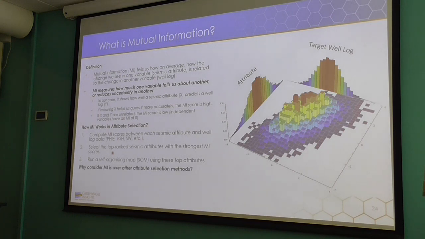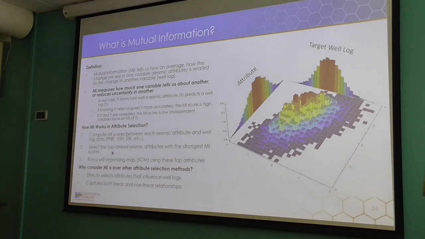Why do you want to consider this over other attribute selection methods? What's great about this is it uses all of the data that the geologist has. If you're only looking at your seismic attributes, you're leaving a whole side of data that we should be leveraging, right? So it selects attributes that influence well logs. And most importantly, it captures both linear and nonlinear relationships.